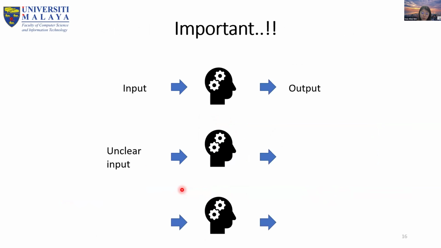Something that's very important when we want to do deep learning is that we pass inputs and outputs to the model. So if we give an unclear input, logically, it will give us an unclear output as well. So it is important that we pass in a precise input, and hence the model is able to learn so that it can give us a precise output.